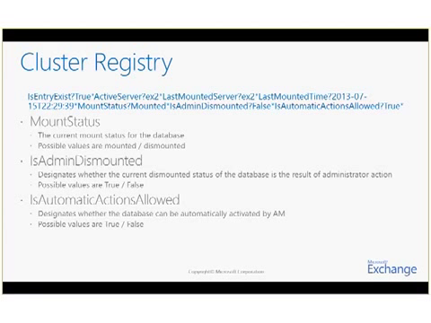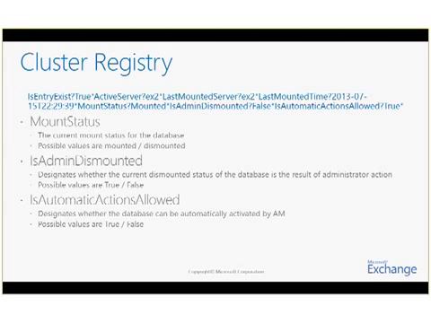The other remaining entries, one is admin dismounted. This tells us whether or not a database is dismounted, if that was the result of an administrator action. That's important for us to know because the system honors all admin actions. In other words, if an administrator dismounts a database, the system's not going to come up and mount it automatically as part of a recovery option because we have honored the administrator's intent here.